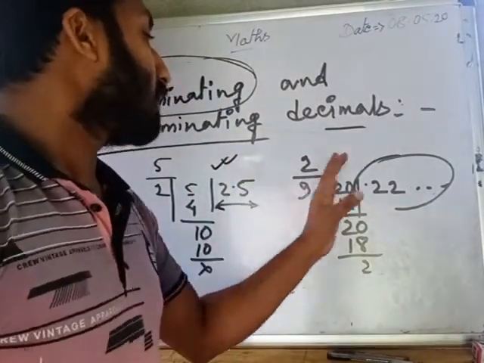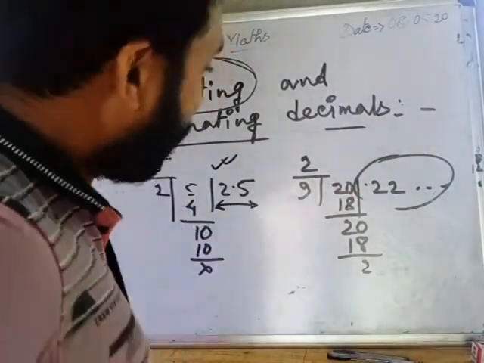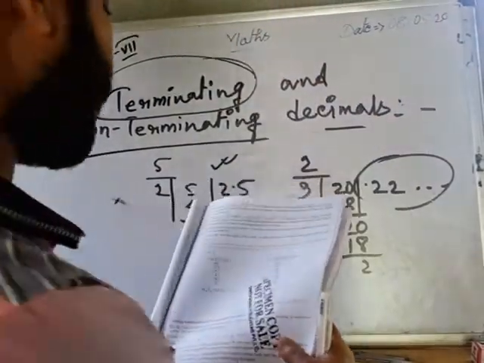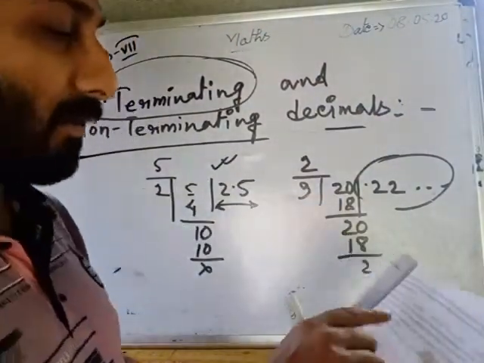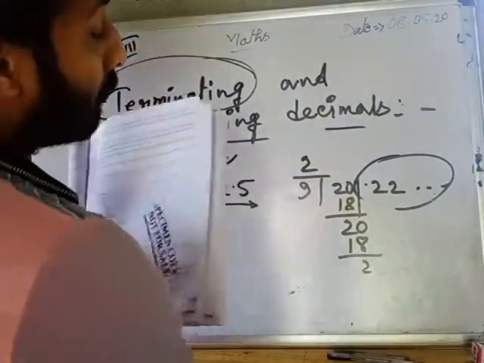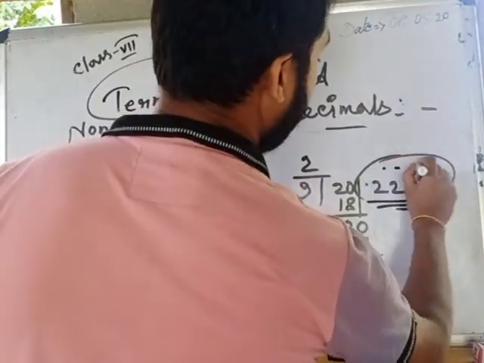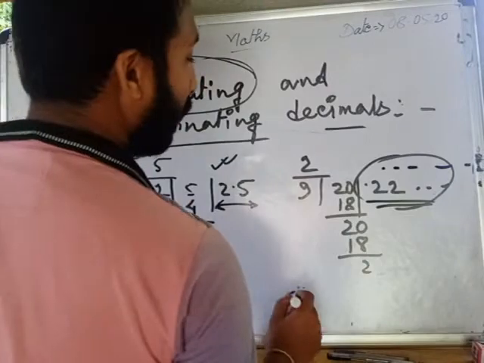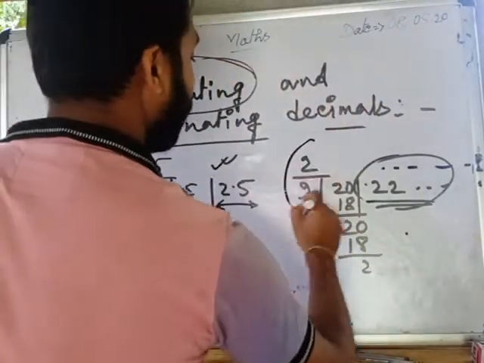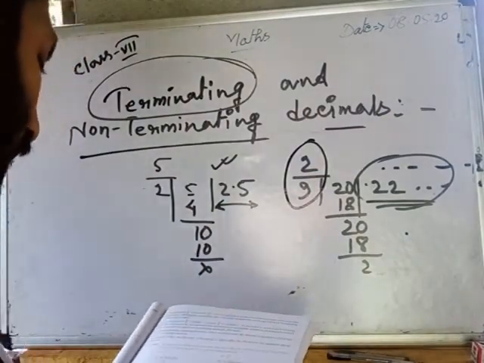If the division doesn't end and the quotient doesn't end after a few steps, that is called a non-terminating decimal. That means the division doesn't end, so the quotient doesn't terminate. The quotient is non-terminating. That is called a non-terminating decimal. This one is called a non-terminating fraction.